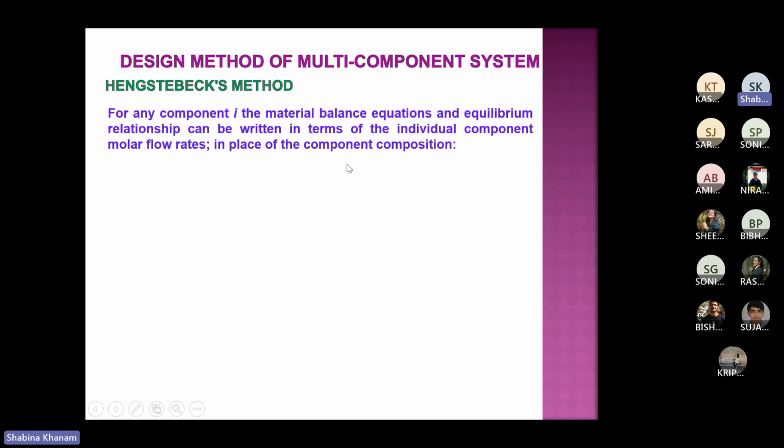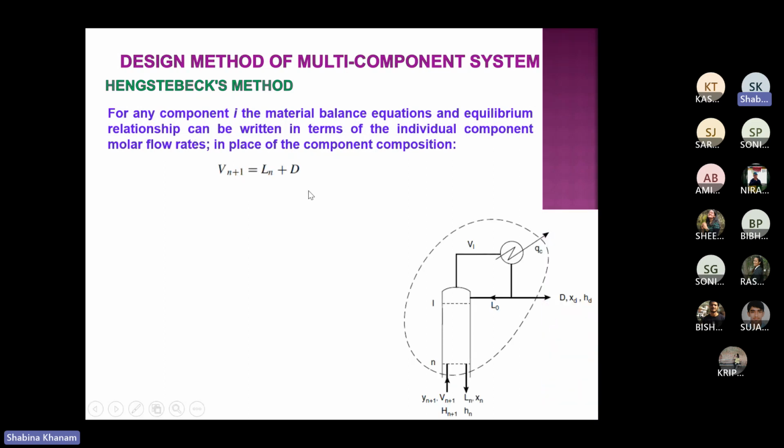Okay, therefore we consider individual component molar flow rate in place of component composition. Let's say we are considering the rectifying section. Usually the balance we have is Vn plus 1 should be equal to Ln plus D. Vn plus 1 is the inlet, and the exits are Ln and D. That is, we are making the balance in the enrichment section.